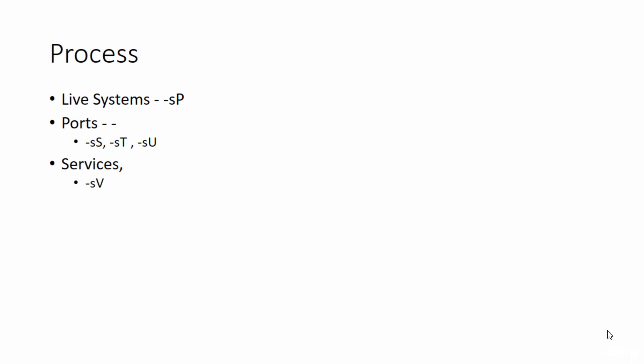So in the previous sections, we've done the live systems, we've done the ports, we've done the services, and we saw what they all look like under Wireshark. Now the next step in our process is enumeration. And enumeration is trying to extract all the information we can from the target.